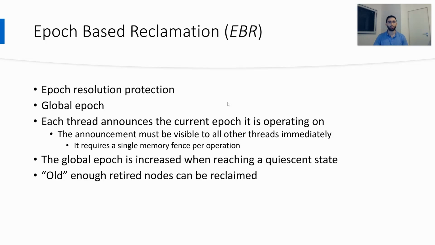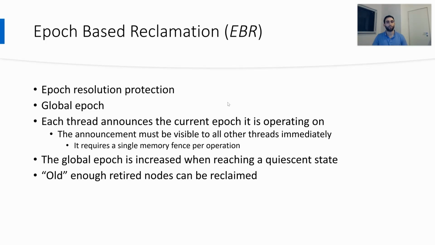Another type of safe memory reclamation schemes is epoch-based reclamation. EBR schemes impose lower runtime overhead than HP, but at the cost of not bounding the wasted memory. In EBR, the protection is done in resolution of epochs. There is a global monotonically increasing epoch, and each thread has a local epoch that represents the current epoch it is operating on. Before starting an operation, a thread must announce that it is starting work on a specific epoch, which must be visible to all other threads immediately. It requires issuing a single memory fence per operation.